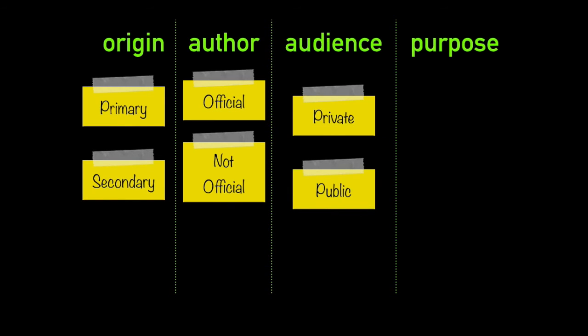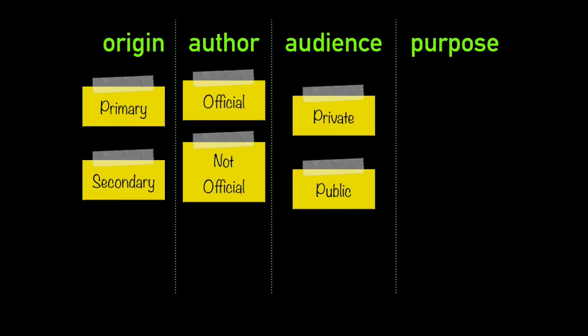Private is if the source was intended only for a particular individual or a particular group of people, a small group of people. And public is if the source was available to the general public, to everyone who wanted to see it, since it was published. Because maybe you could consider, there might be some confusion here.